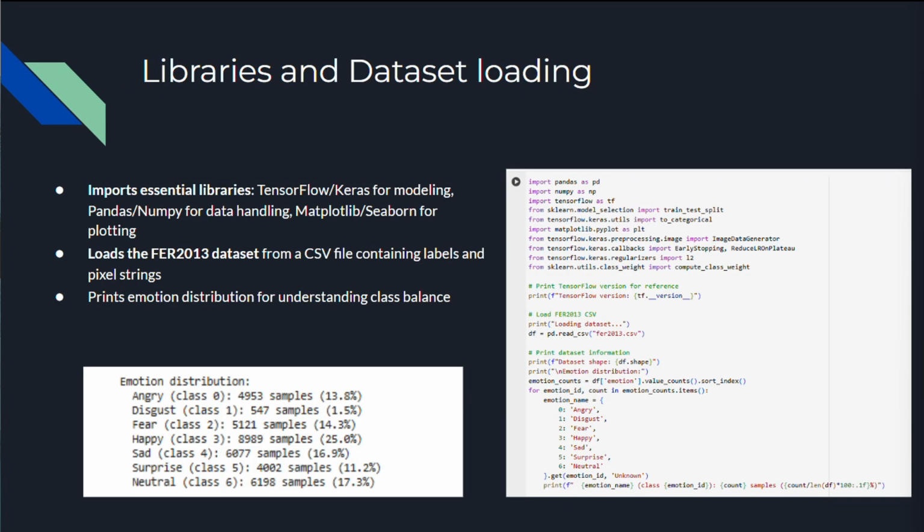This slide shows how we imported the essential libraries and loaded the FER 2013 dataset. We also printed the emotion distribution to understand class imbalance. As seen in the chart, classes like happy and neutral are more represented, while disgust is underrepresented. This insight guided our use of class weighting during model training to handle the imbalance.